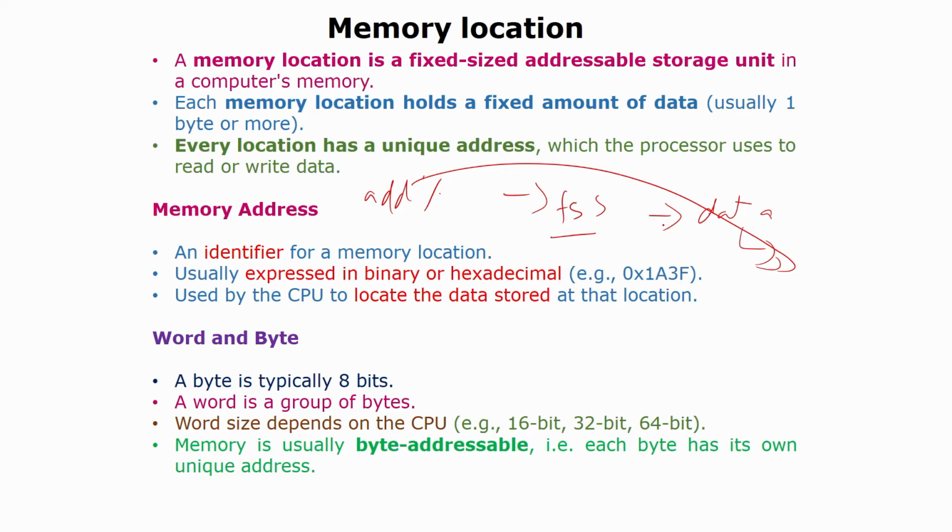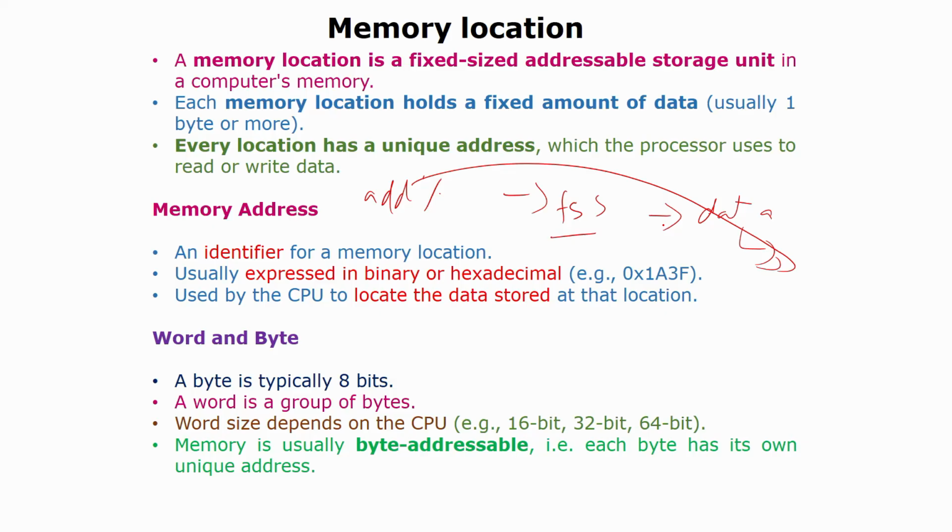The processor uses these addresses to access information whenever it needs to read or write a data or an instruction. So the memory address acts as a basic number identification in order to access that information.